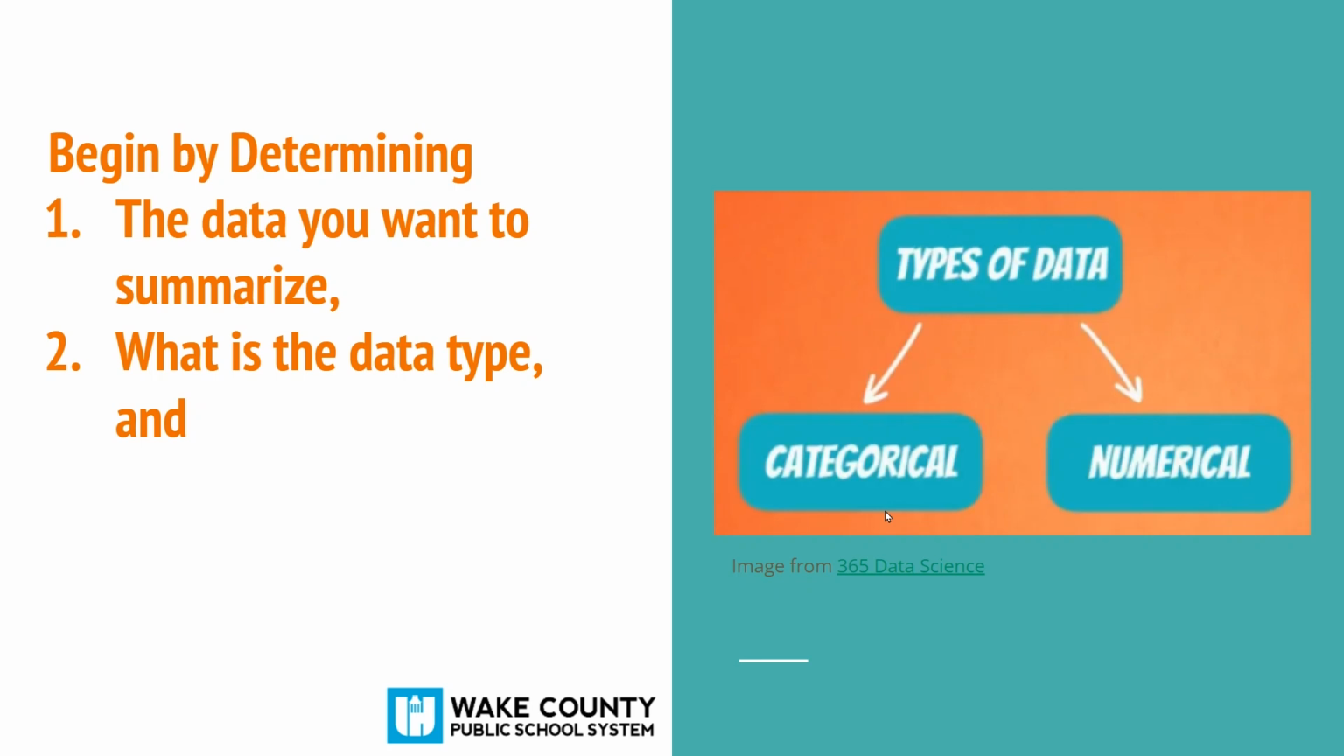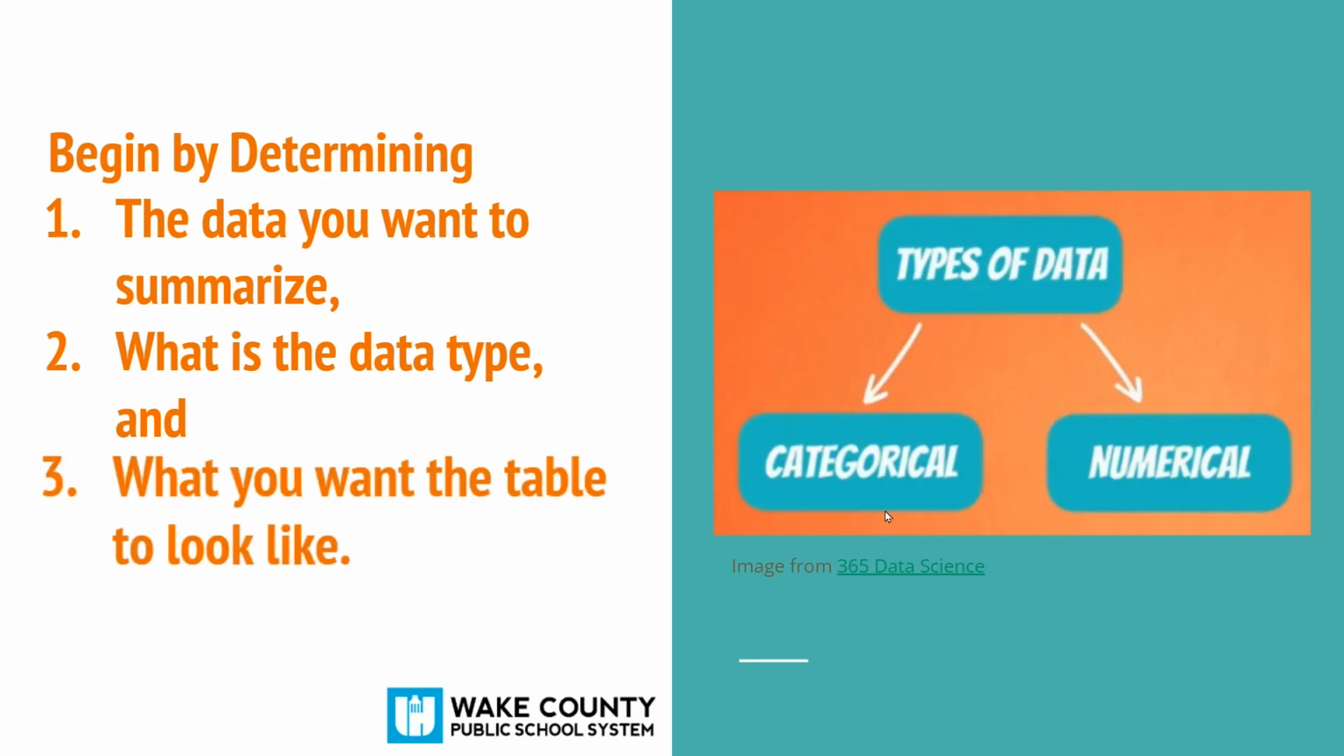But the goal is you have your data question, you think about what your categories are and what you want to summarize. And then you kind of want to know what the table looks like. I'm going to show you some of these. So as we go through the rest of this video, we're going to walk through how you pull some numerical data, an example of some numerical data out of SOAR, and how to then summarize it, and then how to pull categorical data out of SOAR and how to summarize it.